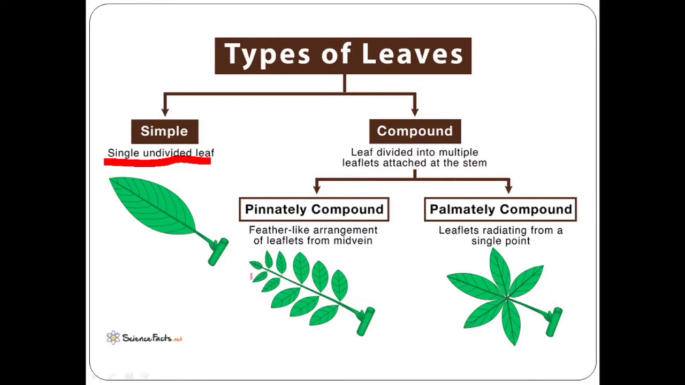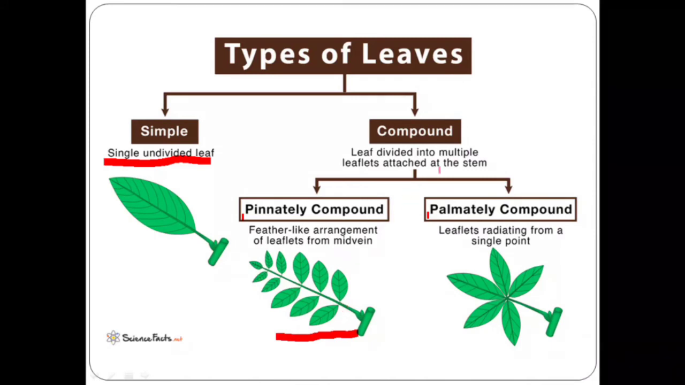Again, this compound leaf is further subdivided into pinnately compound and palmately compound. What is the meaning of pinnately compound? The main point, the NEET exam will ask that pinnately compound leaves have a feather-like arrangement. It is very, very important. Feather-like arrangement means it is called pinnately compound. Here a number of incisions develop and touch the midrib, and afterwards the leaf is divided into small leaf-like structures we call leaflets. The leaflets are not fused with each other; they are separate from each other. This type of compound leaf we call pinnately compound leaves.